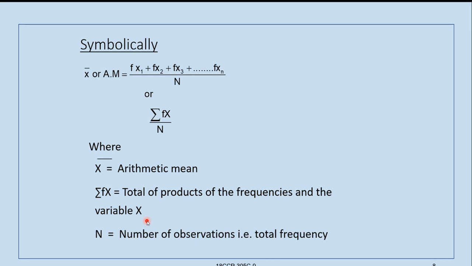And of course, n is the number of observations, that is total frequency. In discrete series and continuous series, the number of observations is the total frequency. Please remember, this is very important. In discrete series and continuous series, number of observations is nothing but total frequency.